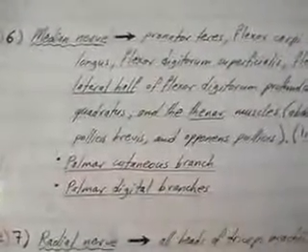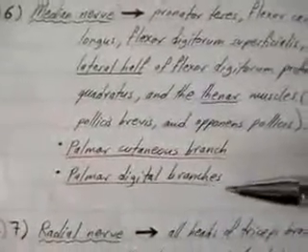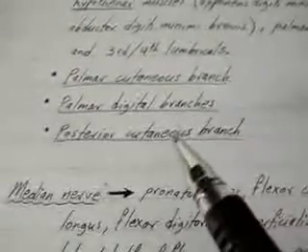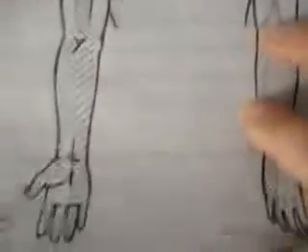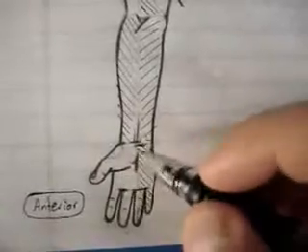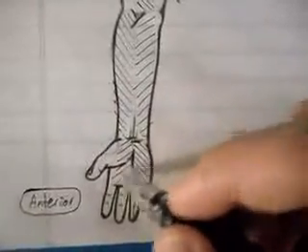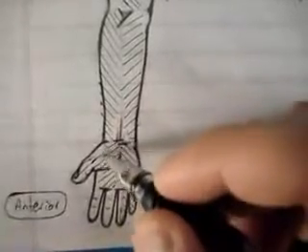The median nerve gives off two cutaneous branches, the palmar cutaneous branch and the palmar digital branch, just like the ulnar nerve. However, as you can see, there is no posterior cutaneous branch. The ulnar nerve had one, the median nerve does not. So the palmar cutaneous branch and the palmar digital branches are here. This is the palm, the palmar cutaneous, so it would be this part here, including the finger, the thumb, but not this area here.